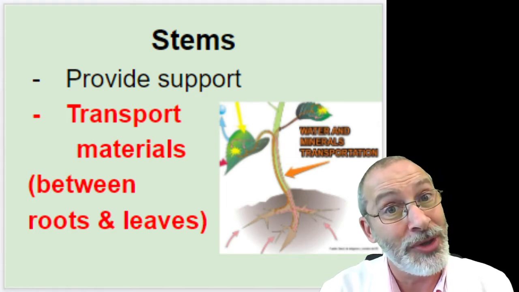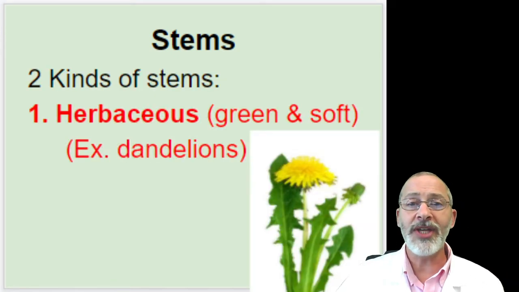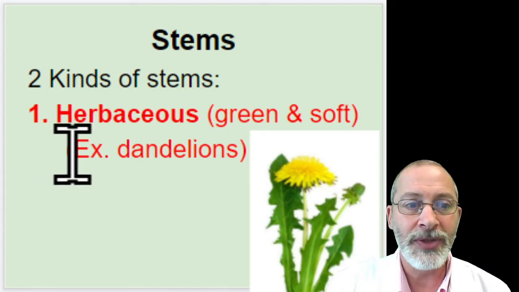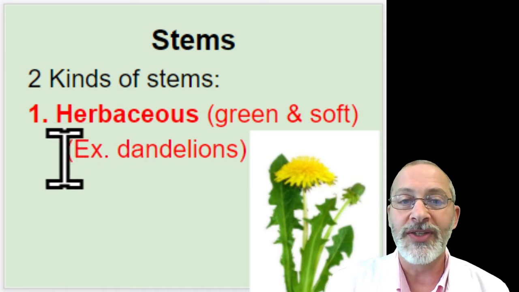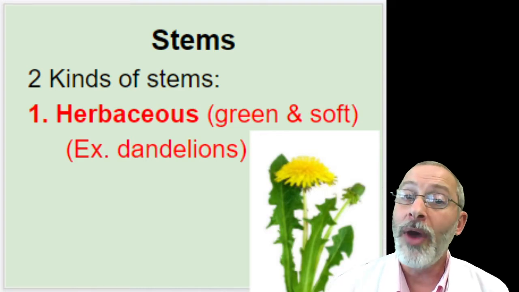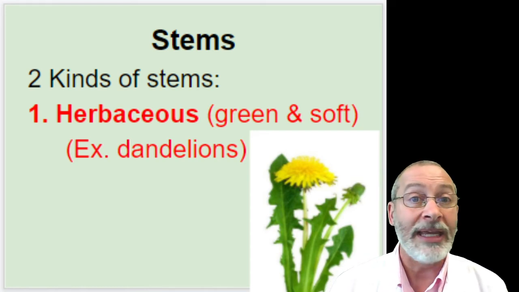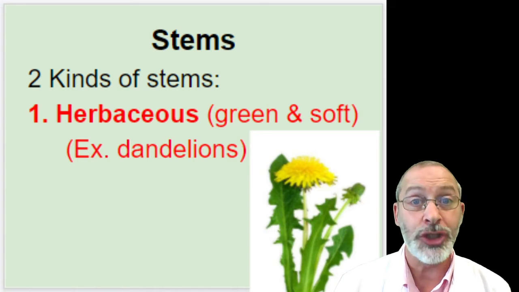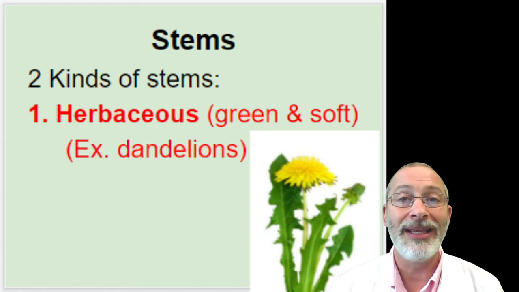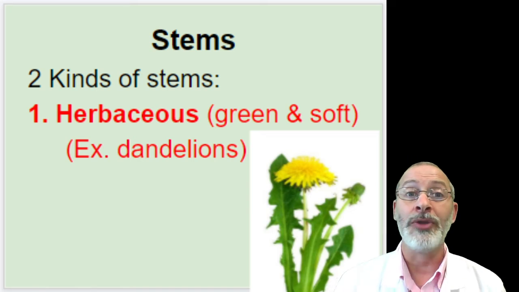But not all stems are the same. There are two types of stems. The first type of stems are called herbaceous. We pronounce this word "herbaceous." The H is silent if we speak American English. However, if you speak British English, then if you were in England, you would actually pronounce the H and call it "herbaceous." But in America, the H is silent and we just simply call it "herbaceous." So everybody look at that word and pronounce it correctly.